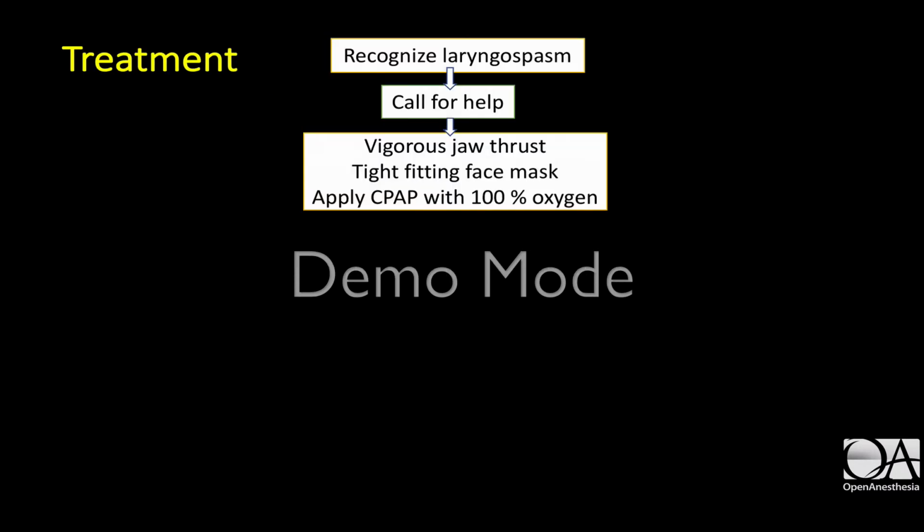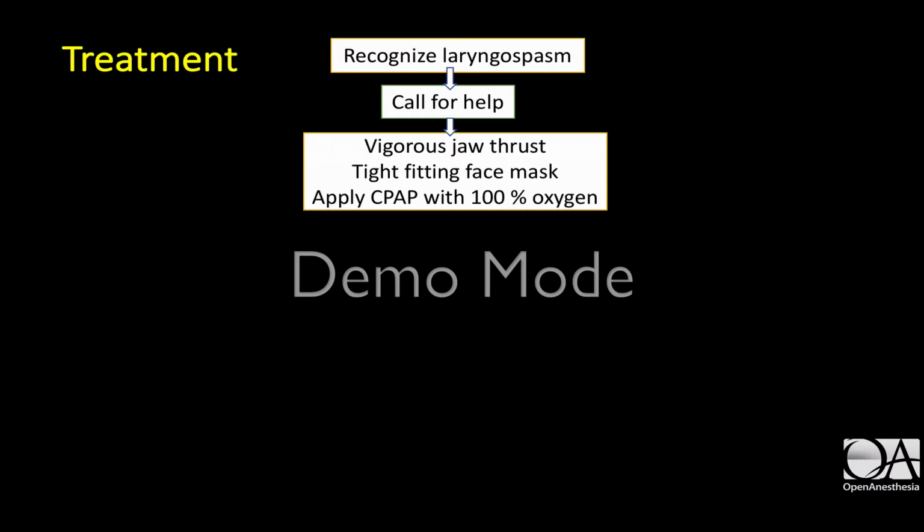As soon as laryngospasm is recognized, a voice of command must be used to declare an emergency and call for help. A tight-fitting face mask should be used to apply CPAP with 100% oxygen. As part of the initial treatment, a vigorous jaw thrust must be applied using 2 hands if necessary to lift the epiglottis and tongue off the glottic opening.